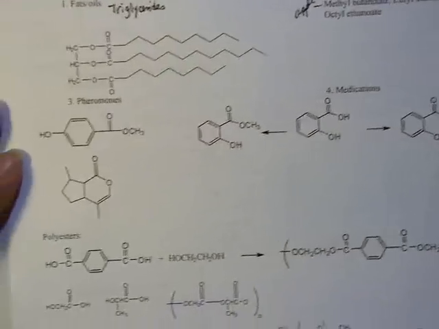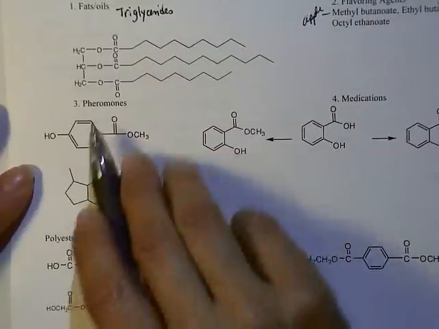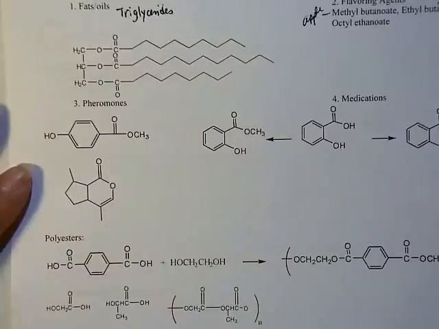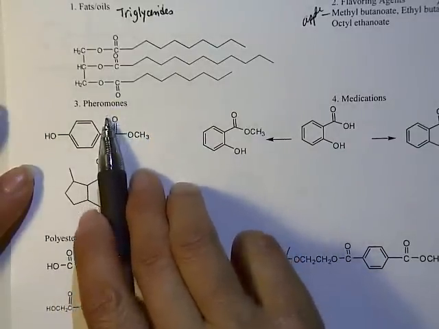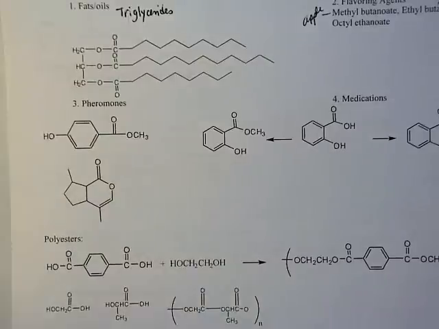The other place where esters are found is pheromones, which are ways that insects and animals communicate with each other by these chemicals. This right here is an ester, as you can see, and is a sexual attractant used by female dogs when they're in heat. That's what they excrete, and it is detected by male dogs.